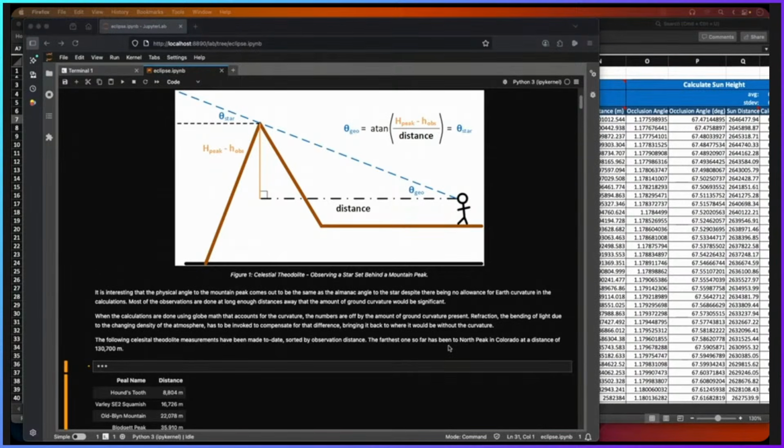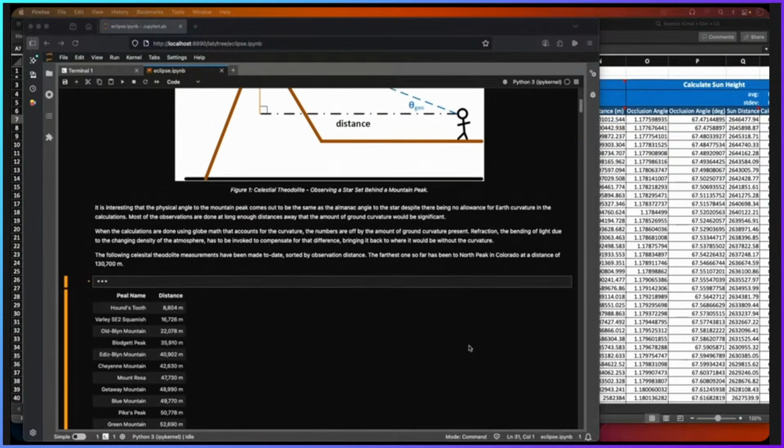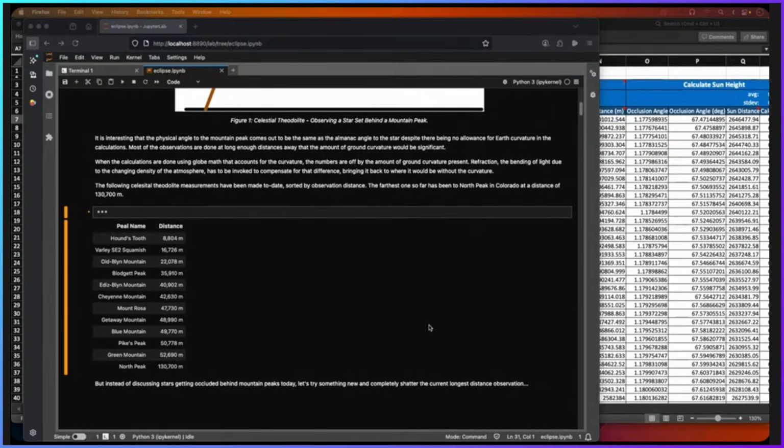Refraction, the bending of light due to the changing density of the atmosphere, has to be invoked to compensate for that difference, bringing it back to where it would be without the curvature. The following celestial theodolite measurements have been made to date, sorted by observation distance. The farthest one done so far has been to North Peak in Colorado, with a distance of 130,000 meters.